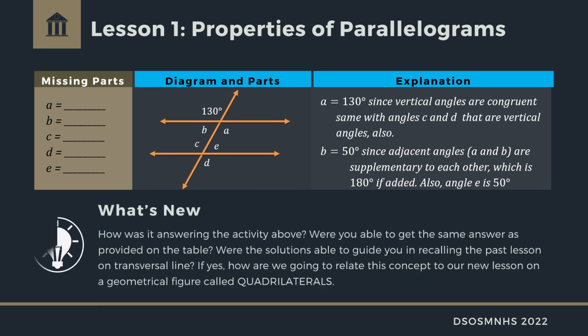So, what's new? How is it answering the activity above? Were you able to get the same answer as provided on the table? Were the solutions able to guide you in recalling the past lesson on transversal line? If yes, how are we going to relate this concept to our new lesson on a geometrical figure called quadrilaterals? So, what is the meaning of quadrilaterals?